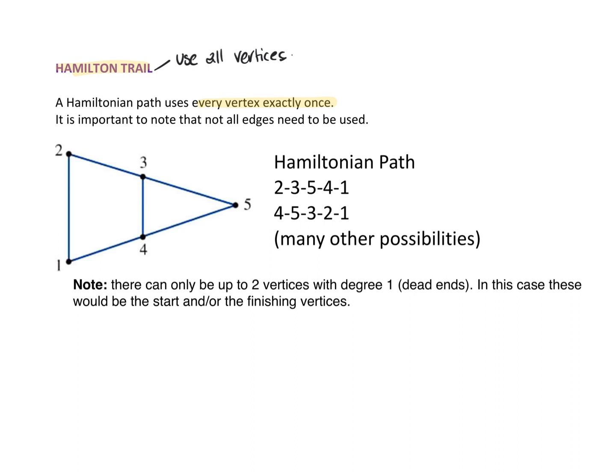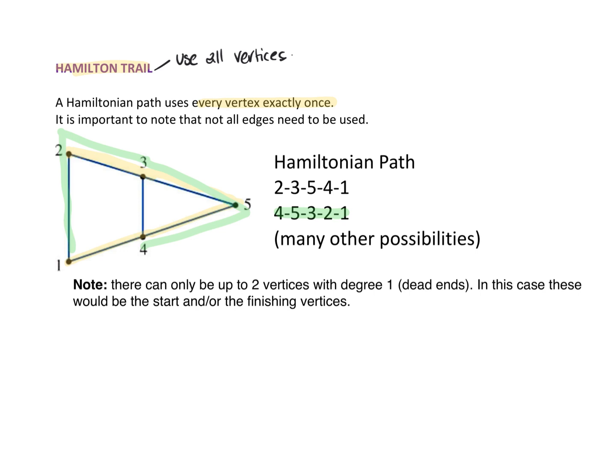For their example here, they went to 2, to 3, to 5, to 4, to 1. That's a Hamilton path or trail because it's done that. Looking at other possibilities, if I did this one here, I could have gone 4 to 5, to 3, to 2, to 1. So there are many possibilities.